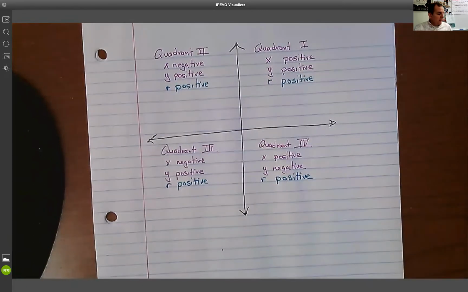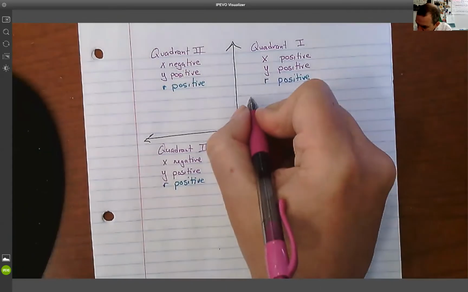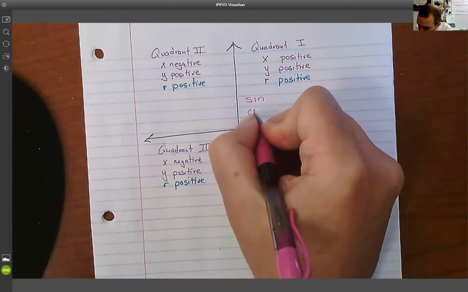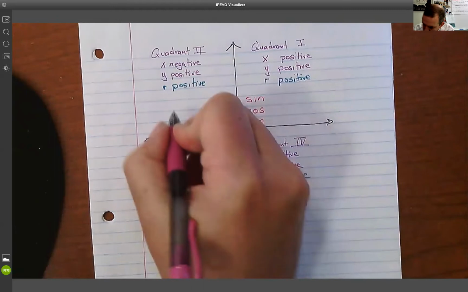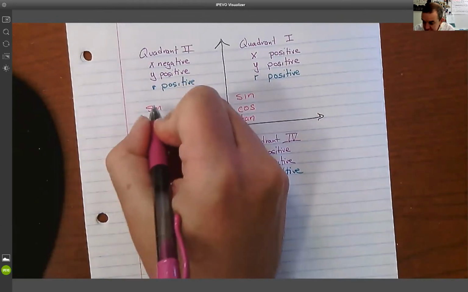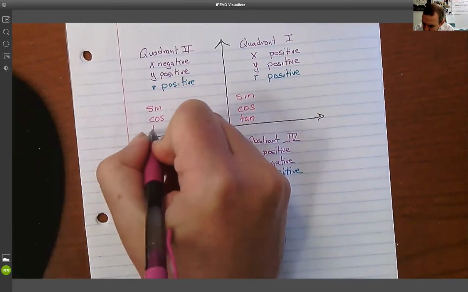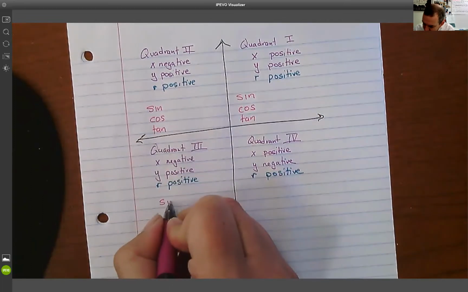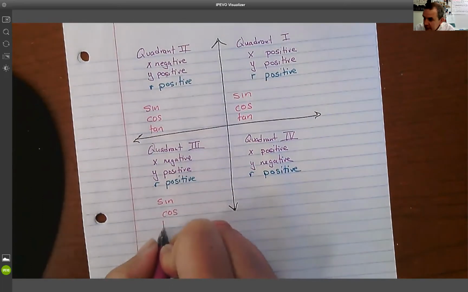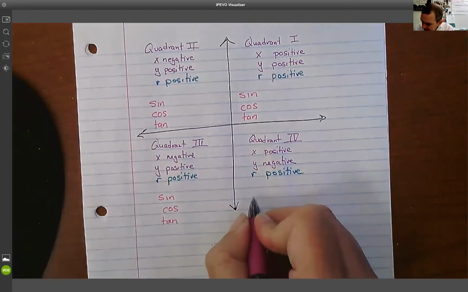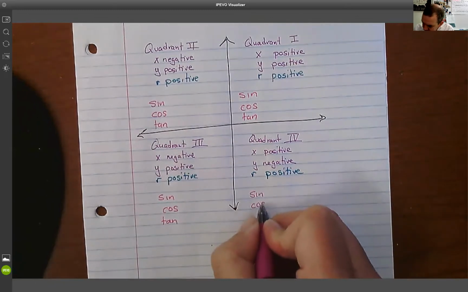Now here comes the deal. We're going to look at the values of sine, cosine, and tangent. What I really want to know is what's going on with sine, cosine, and tangent in all of these quadrants. I want to figure out sine's value, cosine's value, tangent's value. Is it positive or is it negative?